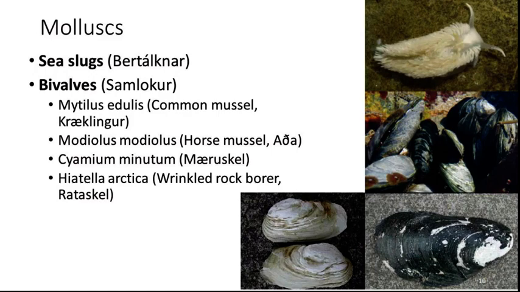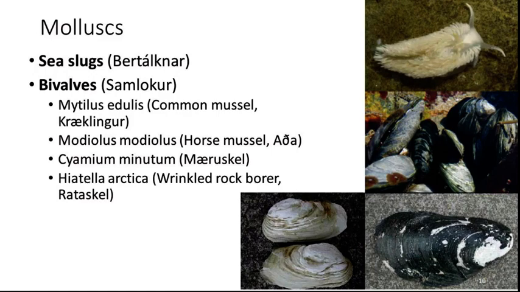Then we have lots of bivalves. Bivalves are clams and mussels. The common mussel is very common in Icelandic coastal areas and is also a common food. Then we have the horse mussel as well, Kiamium, which I don't have the English word for, we call it mæruskell, and also the wrinkled rock borer. These are just examples of common bivalves, which you can see on Icelandic shores, and some of them can be eaten.